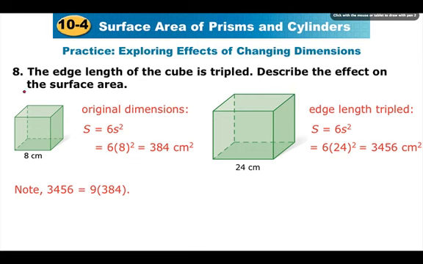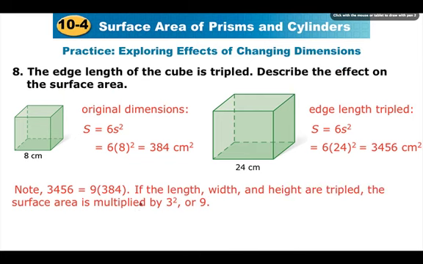Describe the effect on the surface area. And this is how you answer. If the length, width, and height are tripled, the surface area is multiplied by 3 squared or 9. How can you come up with this answer, or basically this value, which is the same, without doing these steps?